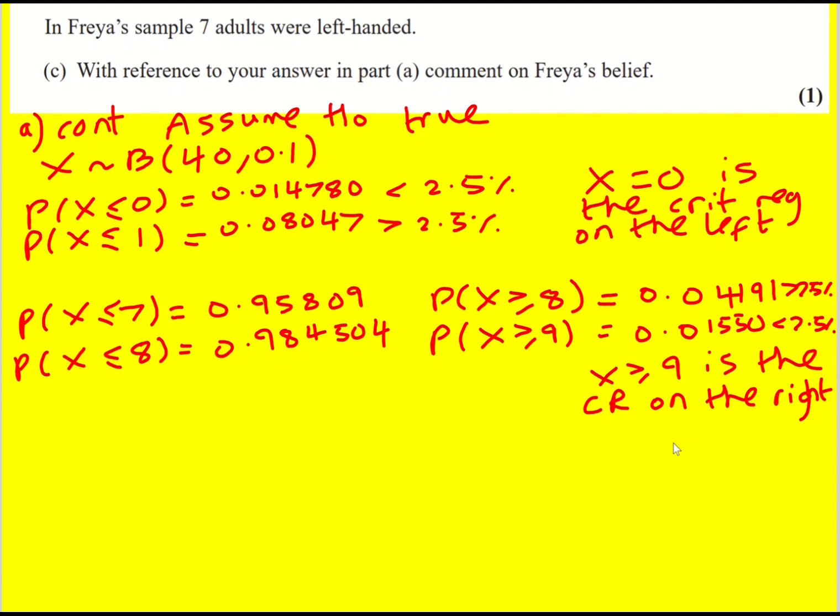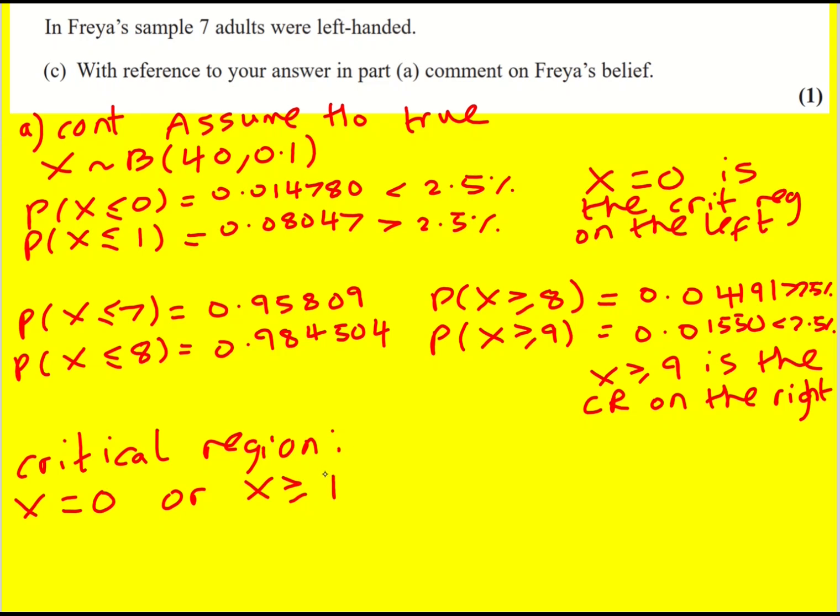Whereas if we got 8 or 7 or 6, then we're saying there's enough of a chance of it happening when you work out these probabilities. It's above this threshold of 2.5%, so we wouldn't reject H0 in that case. But the overall critical region is therefore these two brought together, x equals 0 or x greater or equal to 9.